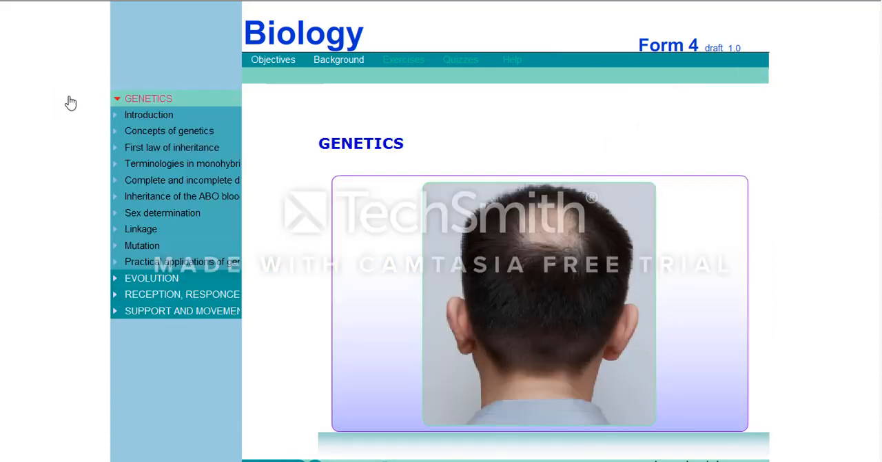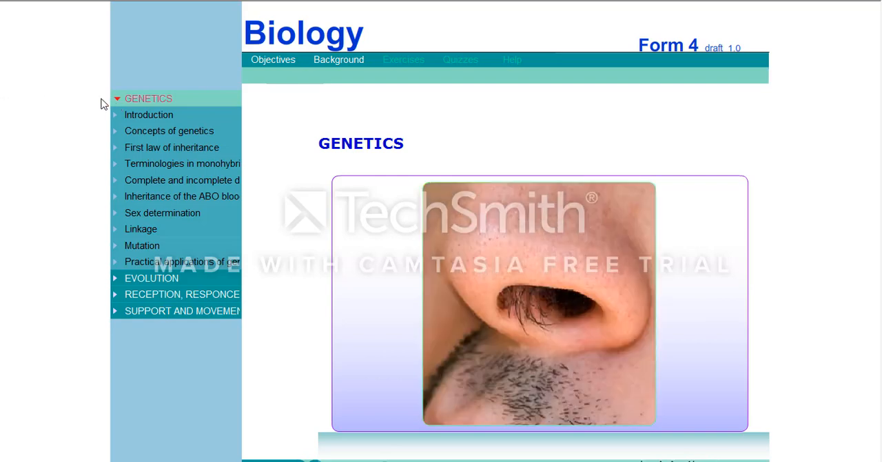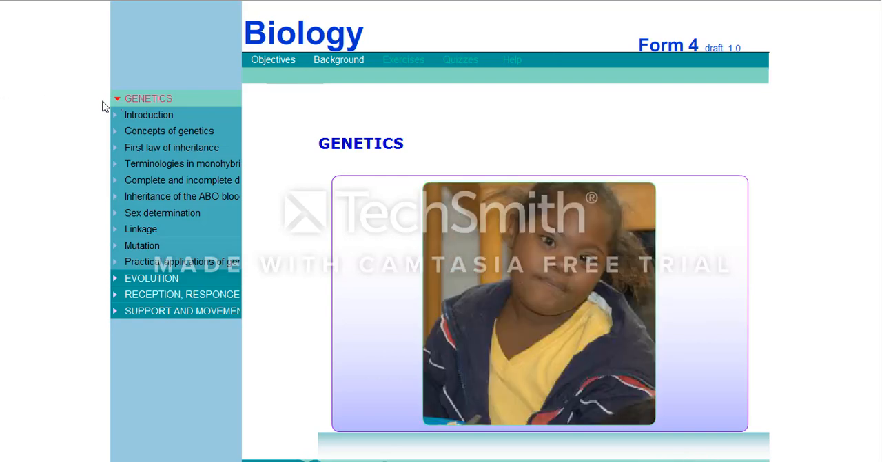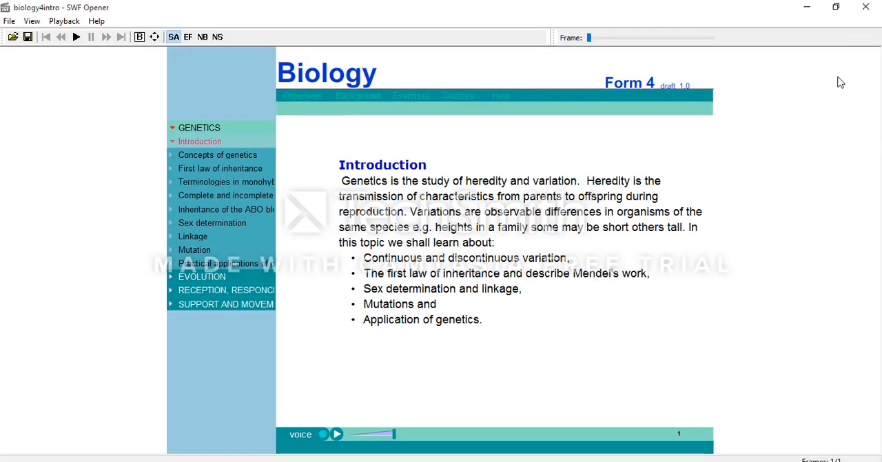Genetics. Introduction. Genetics is the study of heredity and variation. Heredity is the transmission of characteristics from parents to offspring during reproduction. Variations are observable differences in organisms of the same species.